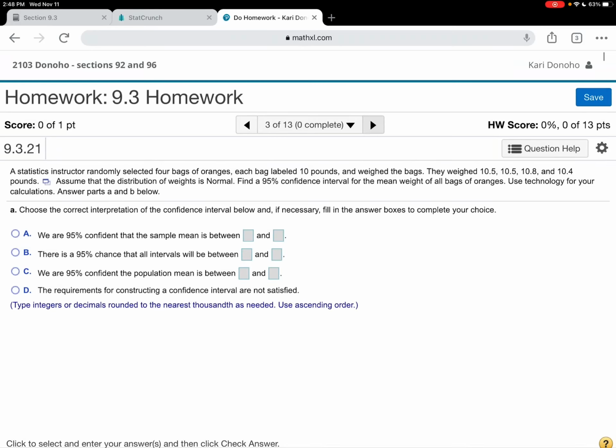Hi everyone, I want to do a quick example problem of making a confidence interval in your 9.3 homework where they actually give you the raw data instead of a summary. So on this particular question, we've got 4 bags of oranges and they're all labeled 10 pounds. However, when they actually weigh them, they get 10.5 pounds, 10.5 pounds, 10.8, 10.4.